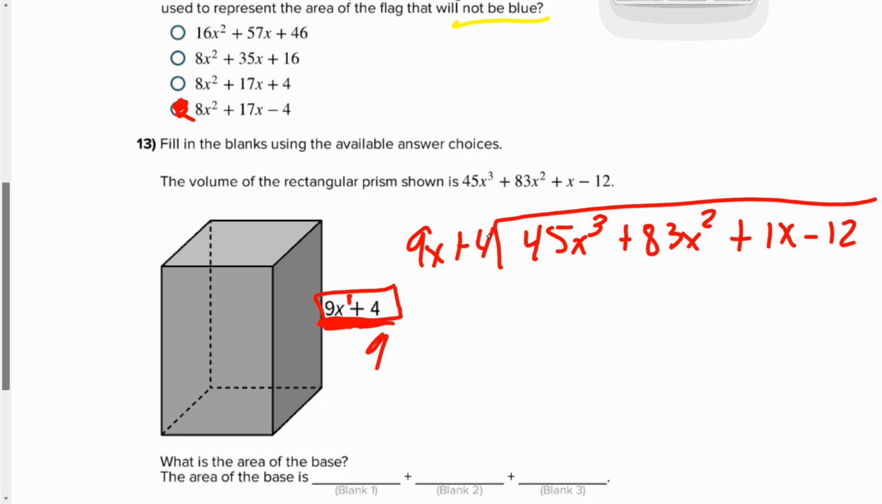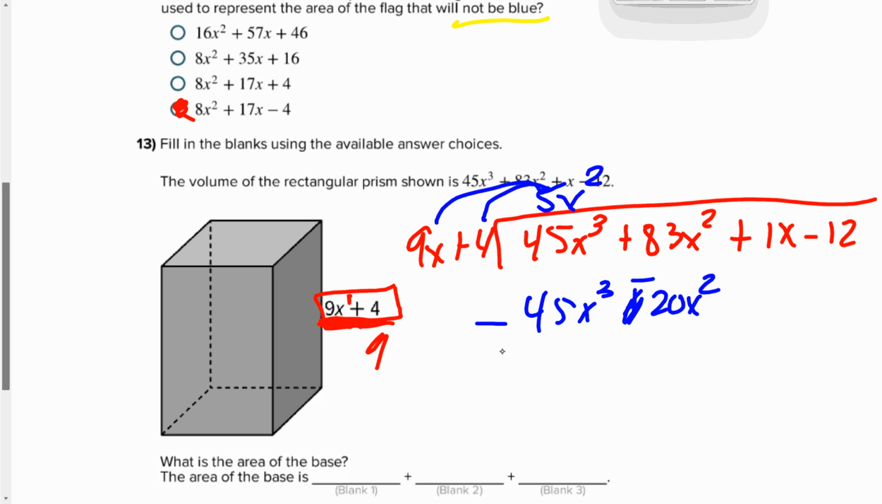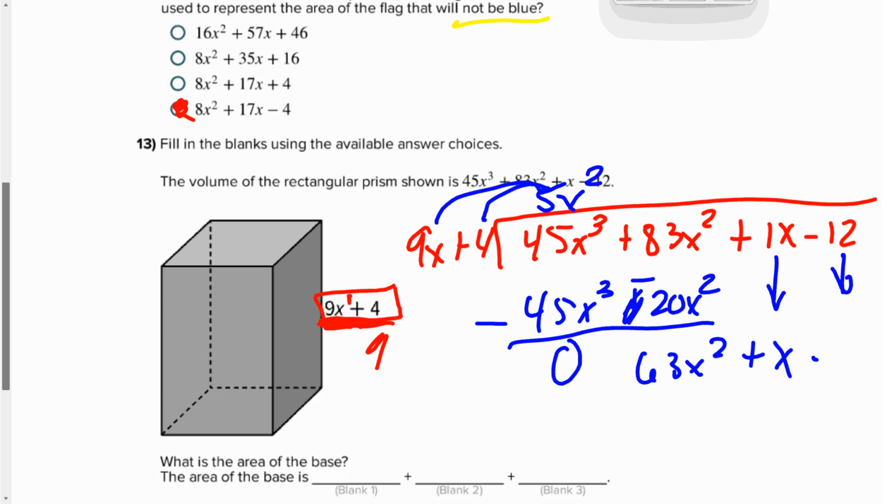So we divide by 9x plus 4. So that would be a 5, right? So 5x squared. 5x squared times 9x is 45x cubed. 5x squared times 4 is 20x squared. Subtract those, right? So that would be 0, which I want. And that would be 63x squared plus, bring these down, plus x minus 12.